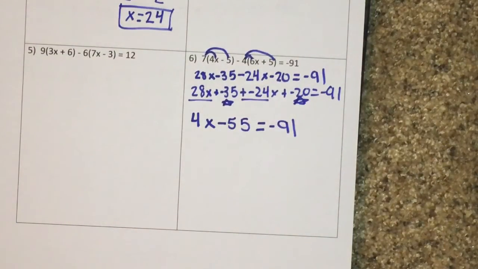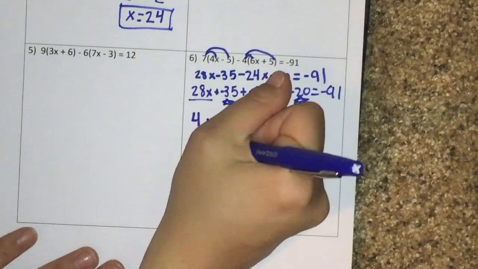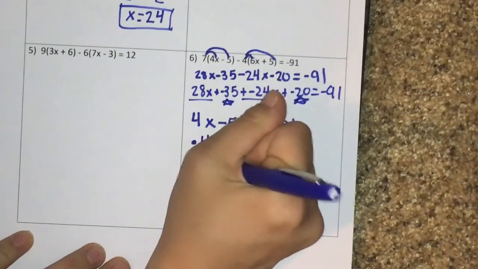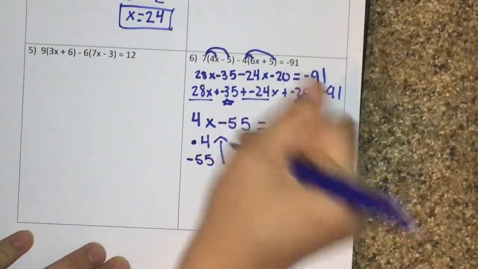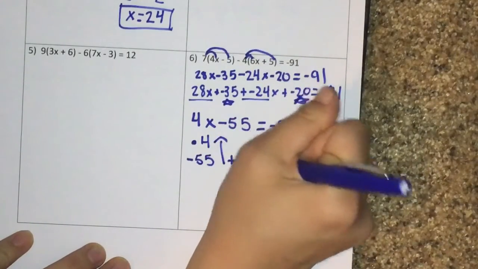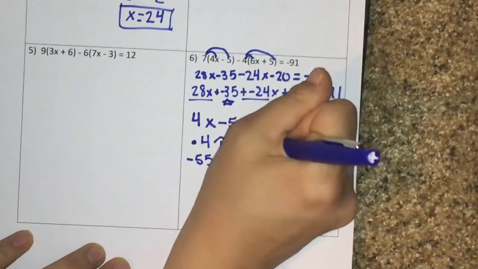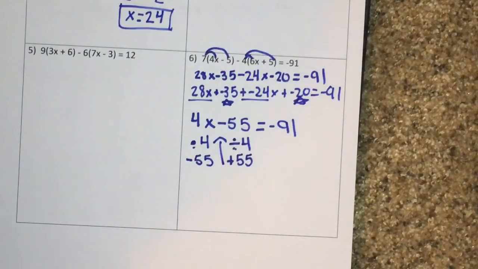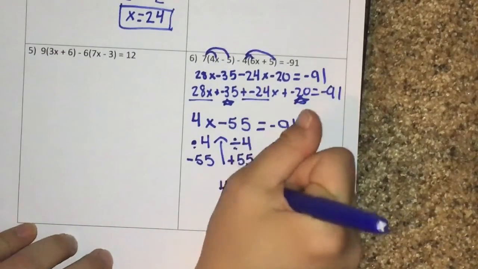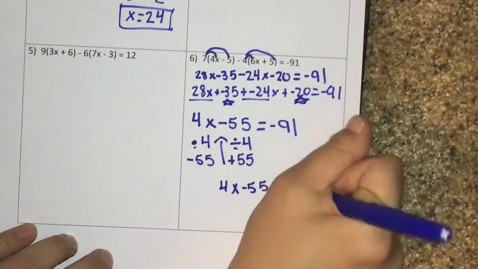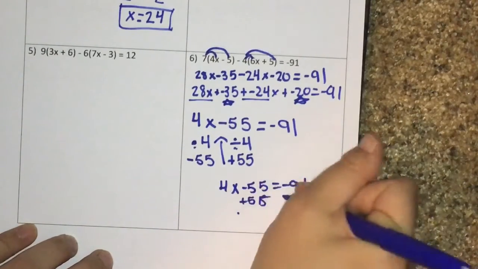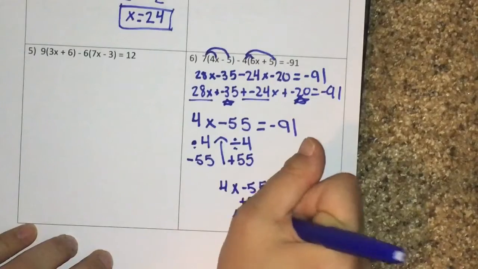Okay, then from here, we need to decide what is happening to our variable. Well, the first thing that's happening is it's being multiplied by 4, then being subtracted by 55. So I do the reverse opposite. I add 55, and then I divide by 4, right? Inverse operation is that opposite operation that's going to undo what I want to happen. So add 55, and whatever I do to one side, I have to do to the other side.